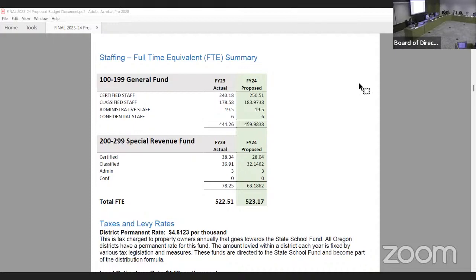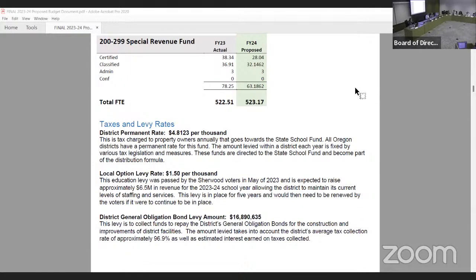And then the other thing are the three tax and levy rates that we are asking for approval on tonight as well. I just wanted to be clear with what those were in the budget document. So the district's permanent rate goes into the equalization formula. That rate stays the same. We cannot change it. We do not set it. All Oregon districts have their own permanent rate, and that goes into the state school fund. And so the district still needs to approve that permanent rate each year.